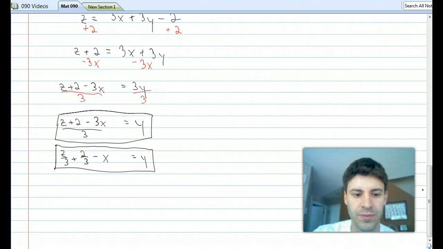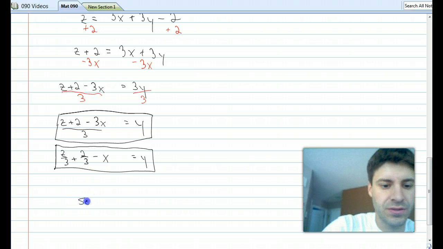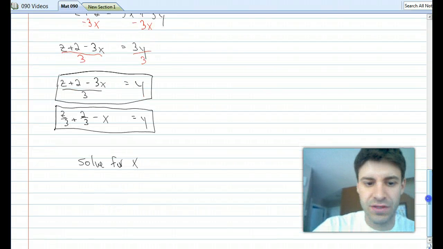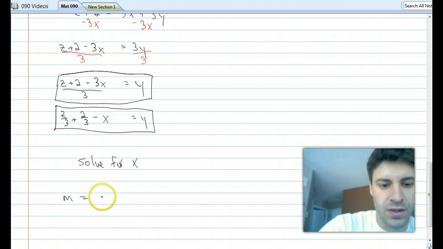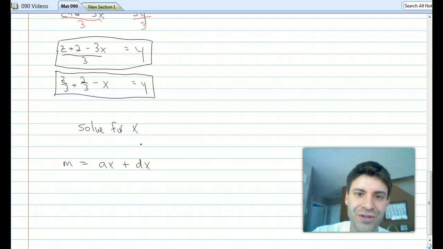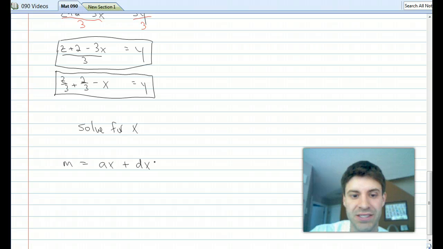All right, let's look at one more example. This one's a little bit more complicated. Let's solve this one for x. And let's say we have this equation. M equals ax plus dx. What you'll notice about this equation is that x, what you're trying to solve for, actually appears twice in the equation. There's an ax term here and a dx term over here. How are you going to get x by itself if it appears in two different terms in the equation? Well, you can't really if it's in this form.